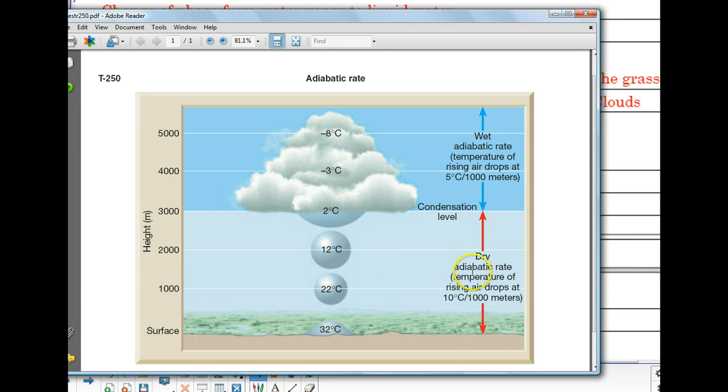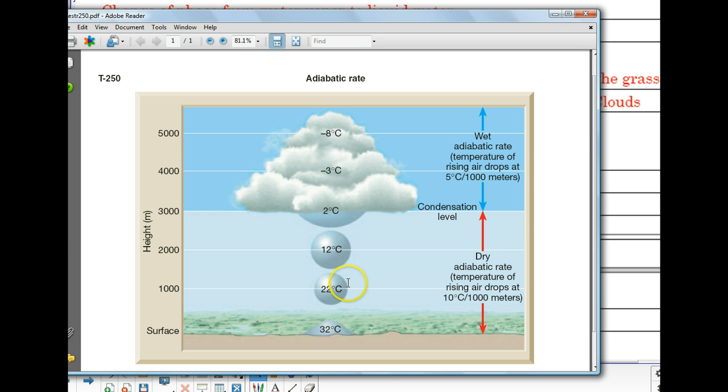And there's something called the adiabatic rate. Adiabatic cooling is just cooling because the air expands. When air pressure decreases, air expands and it cools the air down, and it cools it down at a pretty consistent rate, about 10 degrees per 1,000 meters until it reaches the dew point.